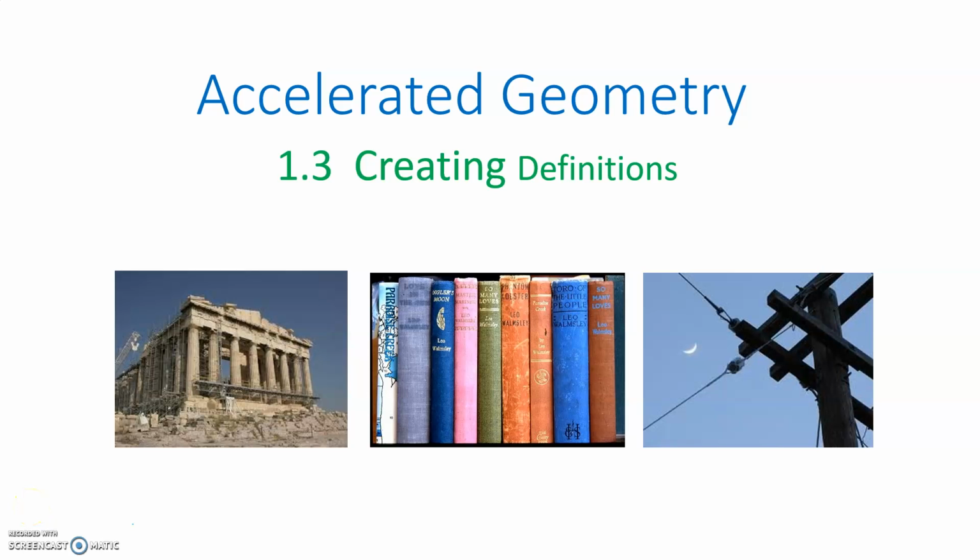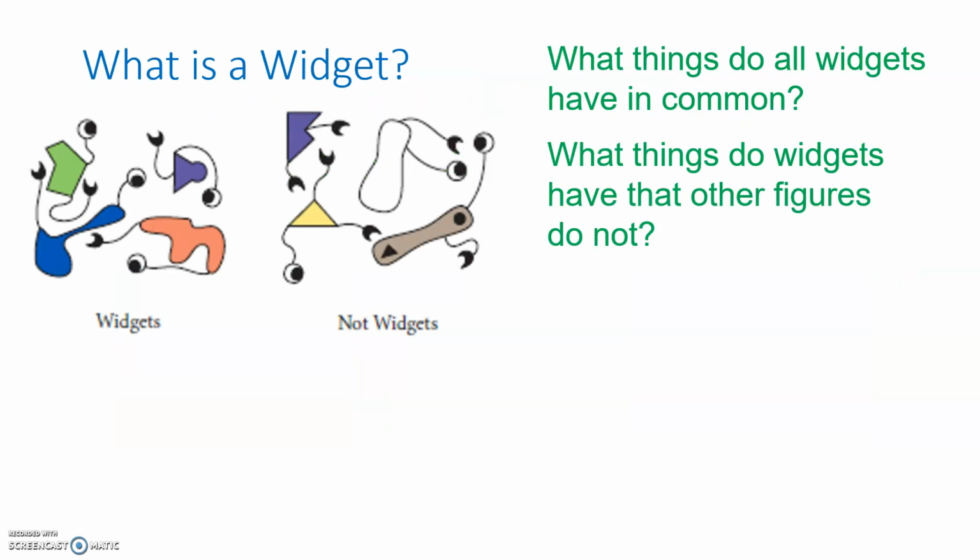Today's lesson in accelerated geometry is section 1.3, creating definitions. So first of all, there's a slide here that says, what is a widget? A widget is something that the book is just making up. It does not exist in geometry. It's not a geometry term. It's just something that they're making up to help you see what a good definition consists of.